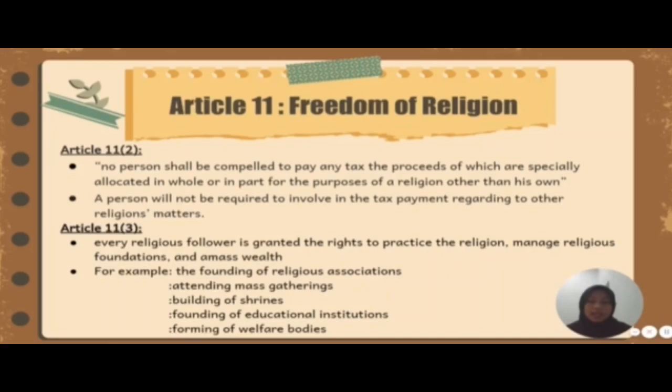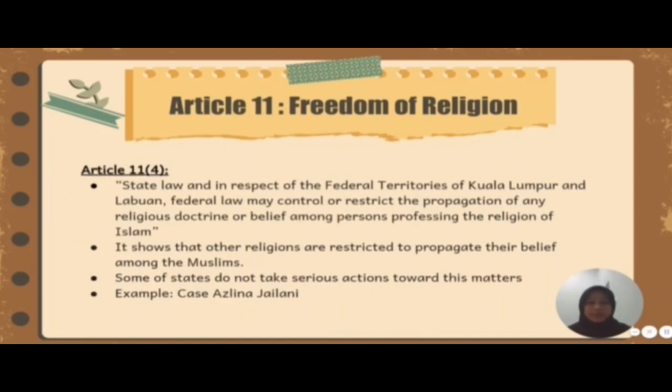And also, Article 11, Clause 3 states that every religious follower is granted the right to practice the religion, manage religious foundations, and amass wealth. For example, they can organize the founding of religious associations, attend mass gatherings, build shrines, organize the founding of educational institutions and also form welfare bodies.